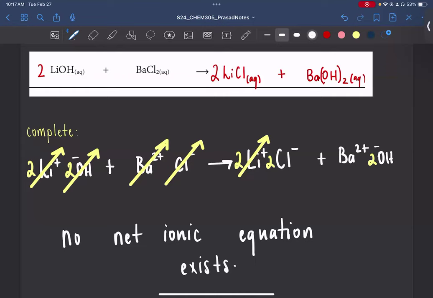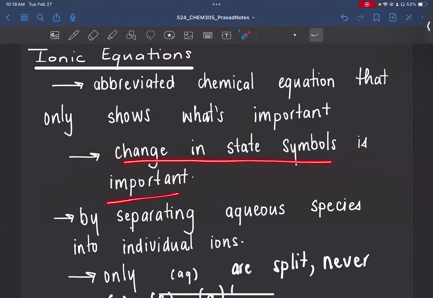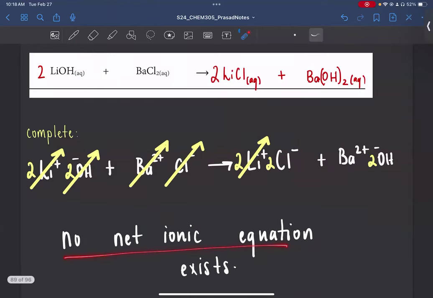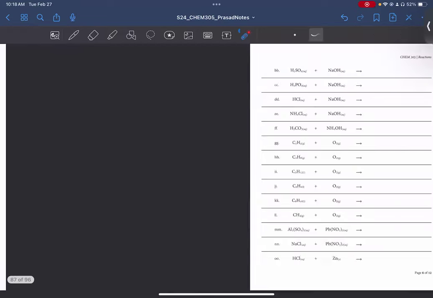I know we've described it as saying what's important. So I'm not saying that this reaction is not important. The technical definition of important is change in state symbol. So no net ionic equation isn't saying there's nothing important in general. It simply says there is no change in state symbol. That is what I hear if someone tells me no net ionic equation exists. Forgot to eliminate the ones on the right. It is possible for some reactions not to have a net ionic equation because, again, it simply comes down to their individual states. All right, let's try another one that we did.